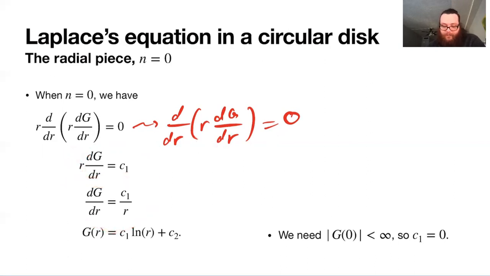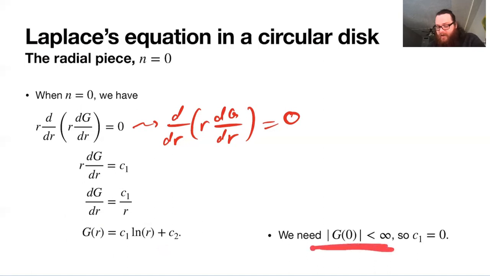Integrate once more, right? Integral of 1 over r is log of r. You have that constant in front. Otherwise, you're going to have this arbitrary constant, and that's what the C2 is. Okay, so this is the general solution when n is equal to 0, right? That other eigenvalue that we had.